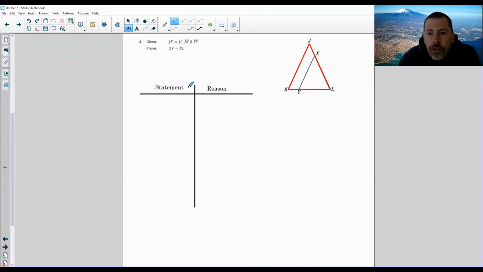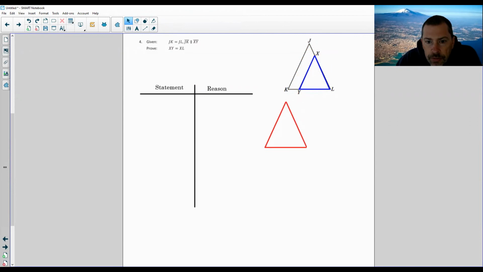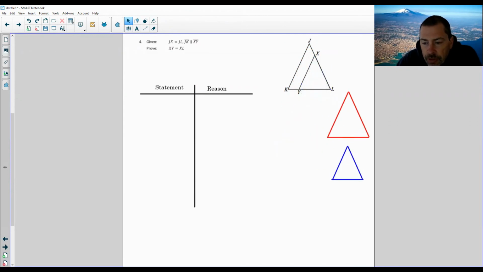Okay, here's problem number 4. And let's see, we have triangle JKL, and there it is, and triangle XYL. Okay. So we're trying to prove XY equals XL. XY equals XL. So again, I've exploded this diagram. I'm going to move this triangle here. Actually, let me put it right here, and I'll put this one down here just in case my reasons are lengthy and I don't want to write over my diagram.